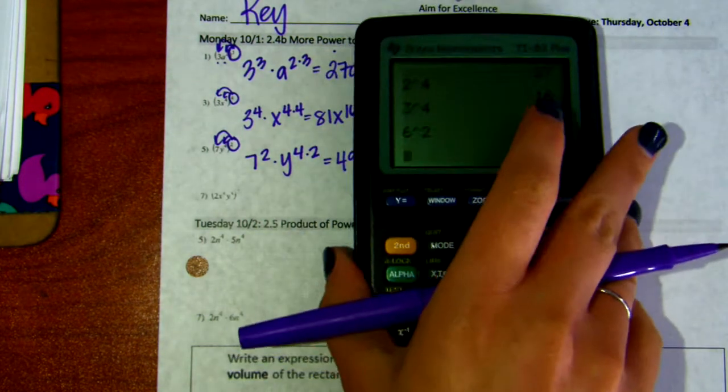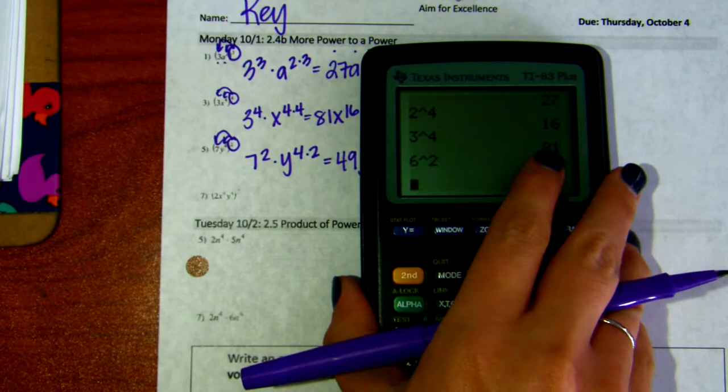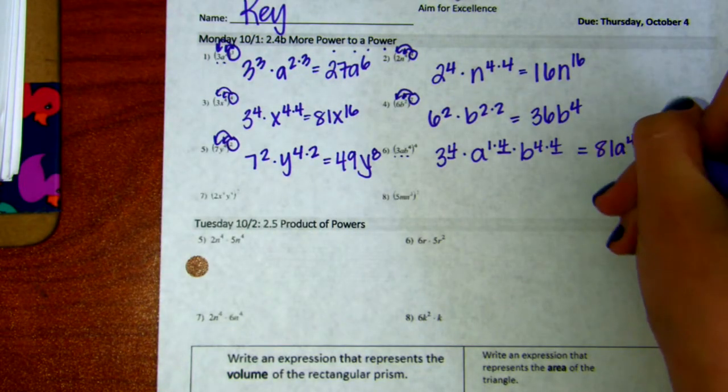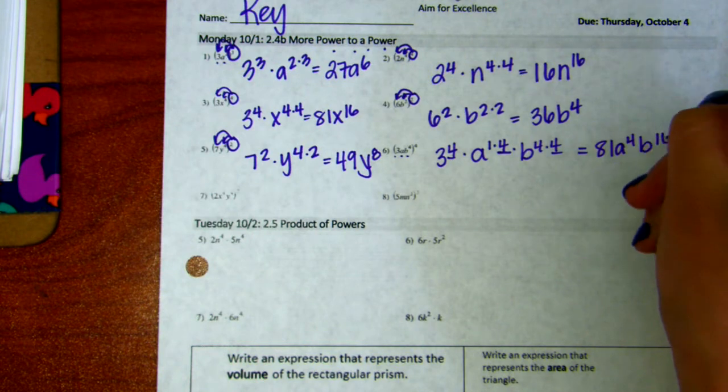This becomes, what was 3 to the 4th power? We already did that one. That's 81. A to the 4th power, b to the 16th.